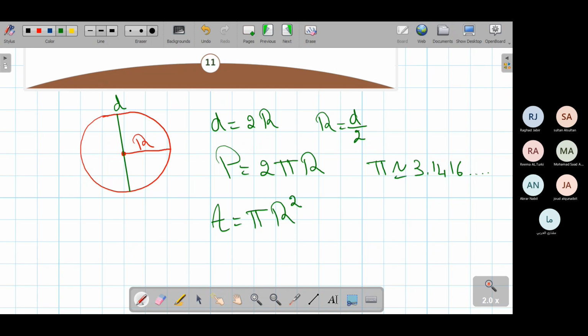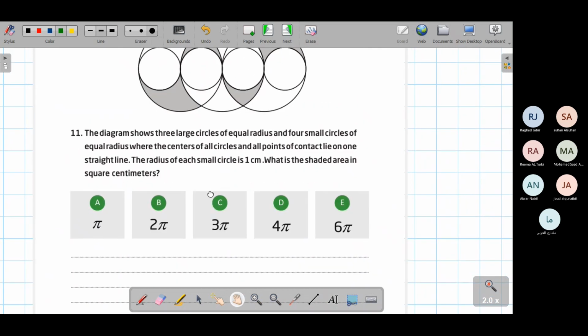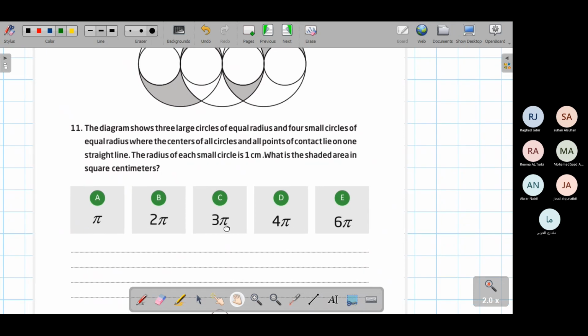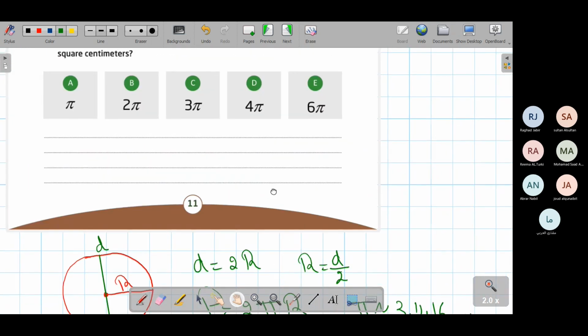Because if you don't know the perimeter and the area of the circle, for example, in our question here, we talk about the area now. If I don't know the area of the circle, I cannot calculate the area of the shaded part. So the perimeter is 2 pi r, the area is pi r squared.